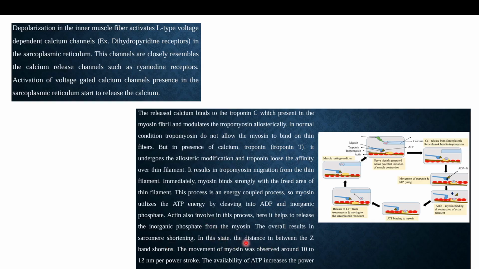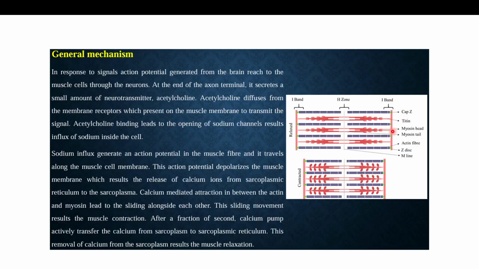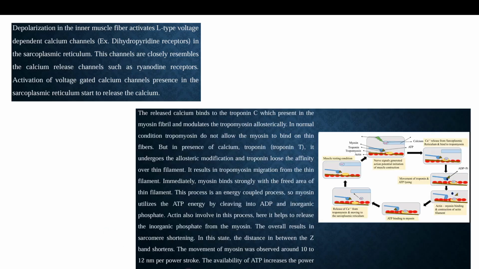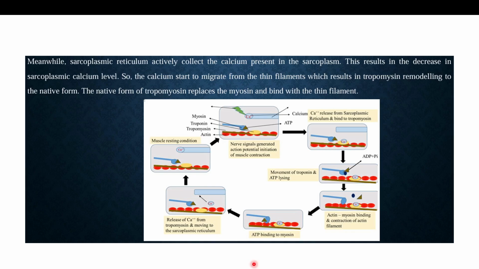So in this state, what happens is the distance between the Z bands shortens. This part here, okay. These are the Z discs, right? So the distance between two Z discs actually shortens, eventually leading to the contraction of the muscle. Okay, so in general, this is a kind of a fact where the movement of myosin was observed around 10 to 12 nanometers per power stroke, and availability of ATP increases the power stroke cycles, raising energy generation.